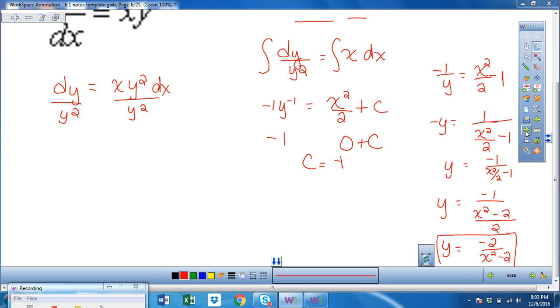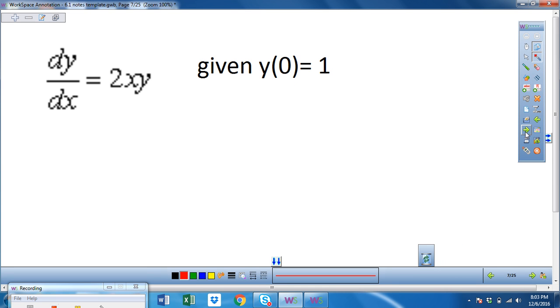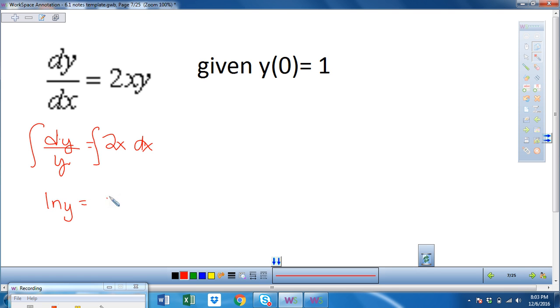Okay, once again, we're going to separate our variables, so all the x's are going on one side and all the y's are going on the other side. This time I'm going to do it in one step. So I have dy divided by y is equal to 2x dx. Now dy and dx always have to be in the numerator. You have to remember that. And then I integrate both sides. So the integral of dy over y is the natural log of y is equal to x squared plus C.